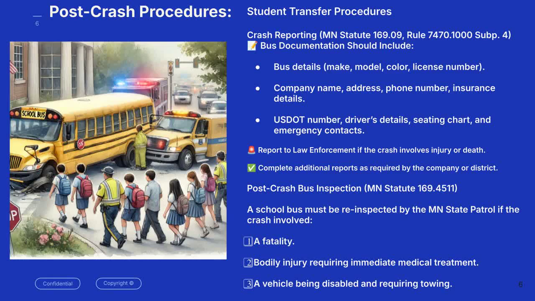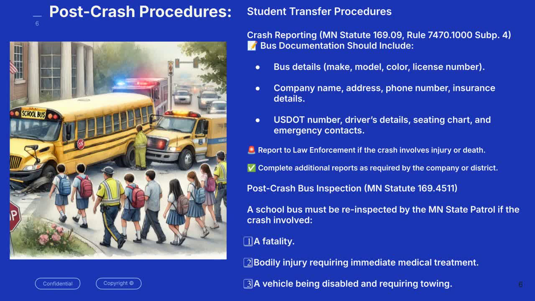Accurate documentation and proper reporting are essential after a crash. Crash reporting: Statute 169.09, Rule 7470.1000 Subpart 4. Bus documentation should include bus details, make, model, color, license number, company name, address, phone number, and insurance details. Bus number, driver information, seating chart, and emergency contacts. Report to law enforcement if the crash involves injury or death. Complete all additional reports required by the company or school district.